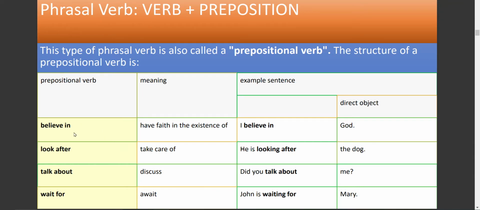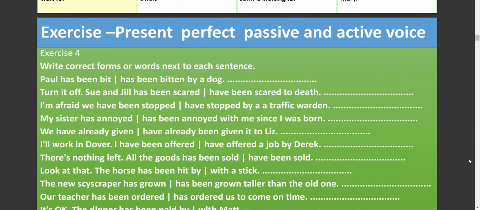So take believe, a verb, and a preposition, as you see in these examples. Talk, a verb; wait, a verb. All these, and after, about, are prepositions, and these are the sentences. This is the meaning, and these are examples: I believe in, he is looking after. Okay, this exercise you can read it: write the correct sentence, correct forms or words next to each sentence.